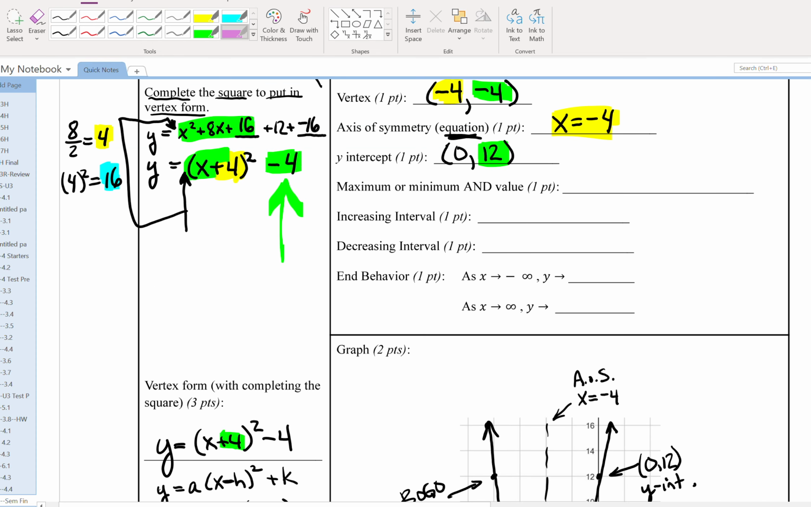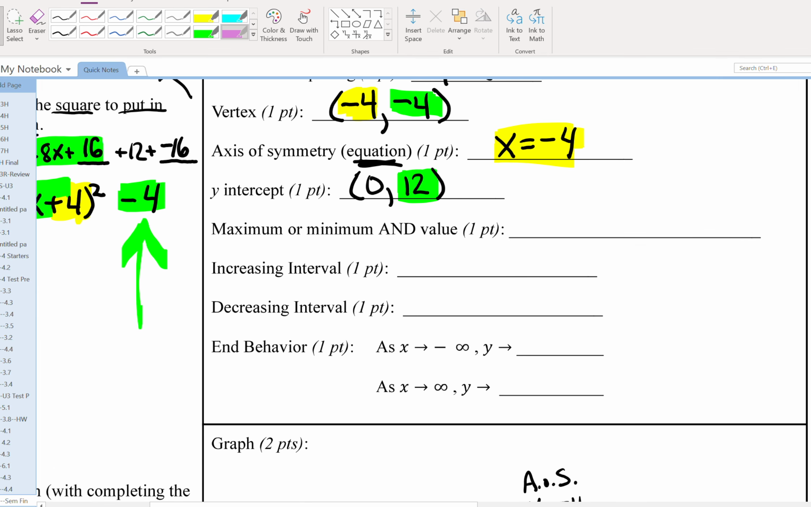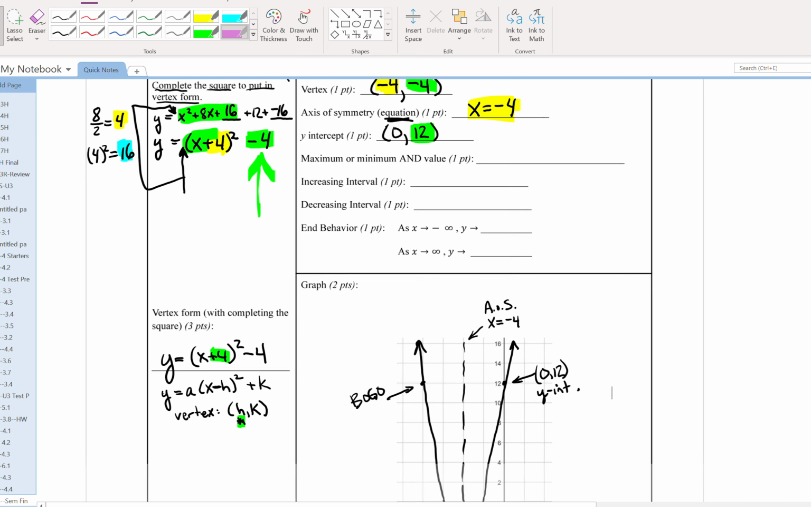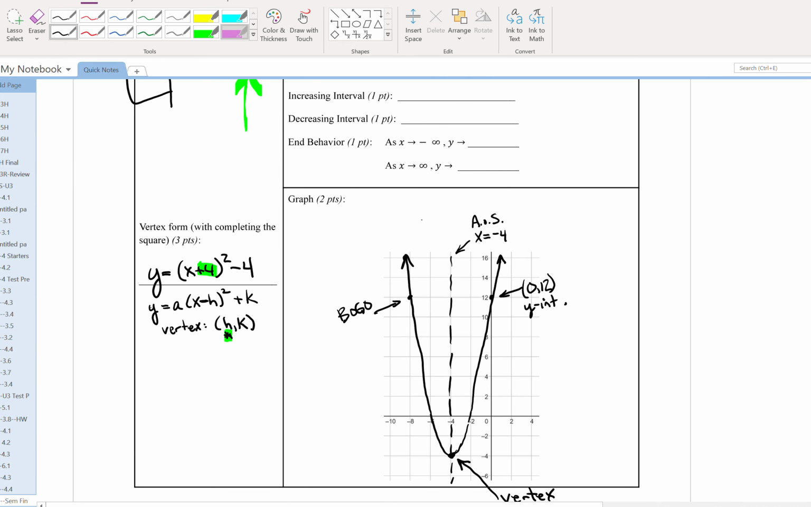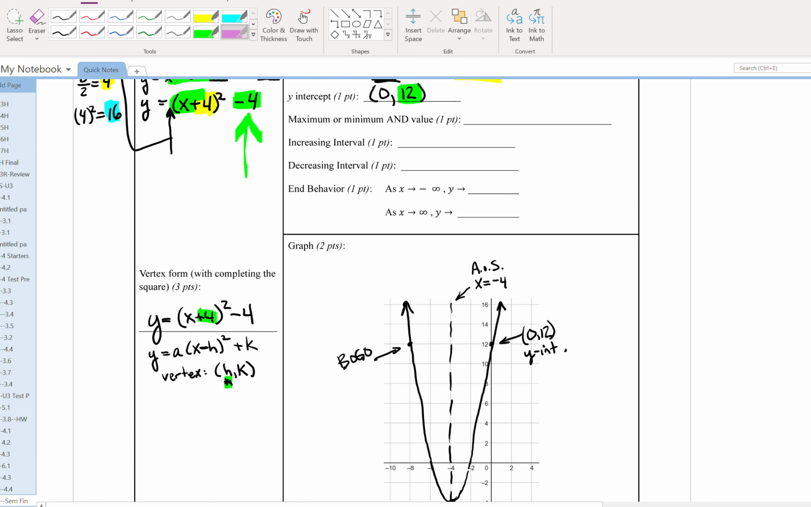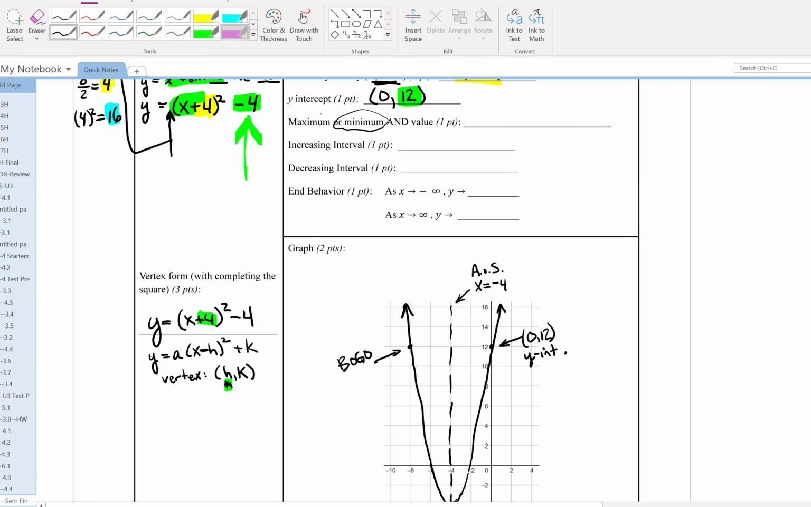Now we can answer some of these questions here. Maximum or minimum and the value. So this does not have a highest point. There is no highest point because it continues to go up. But there is a lowest point, and that's that vertex. So the lowest, that would mean minimum. There's no maximum. There is a minimum. And that minimum point, the minimum is at the point of the vertex, so negative 4 comma negative 4.